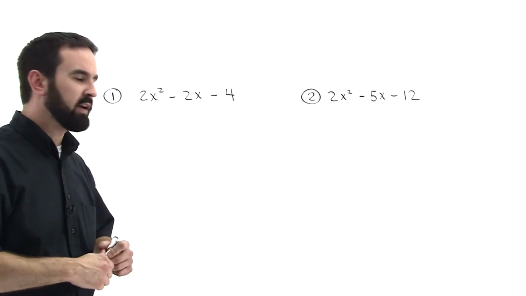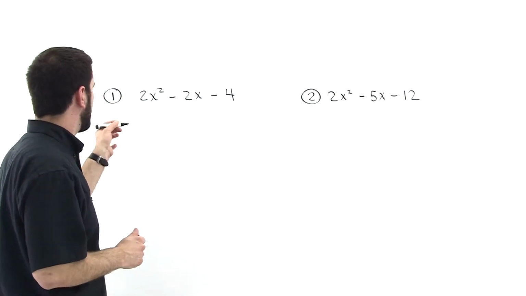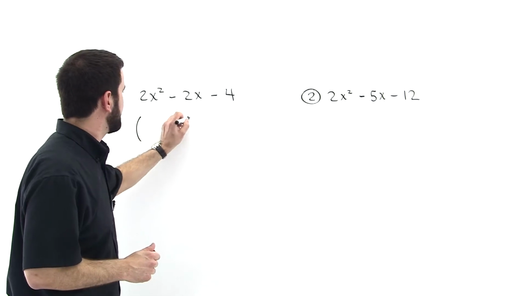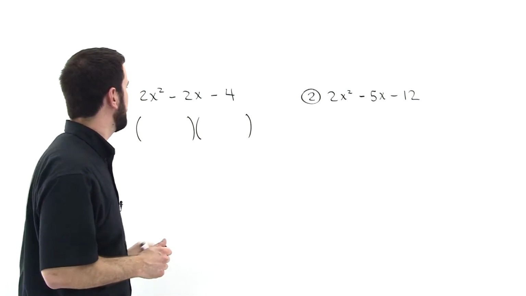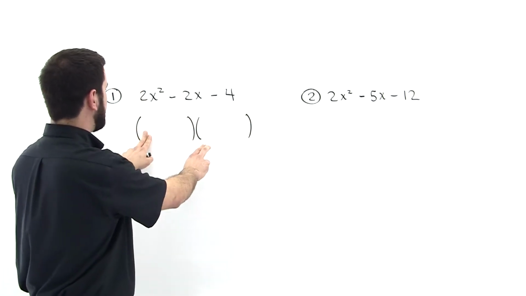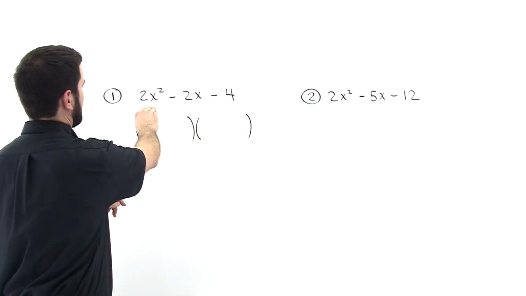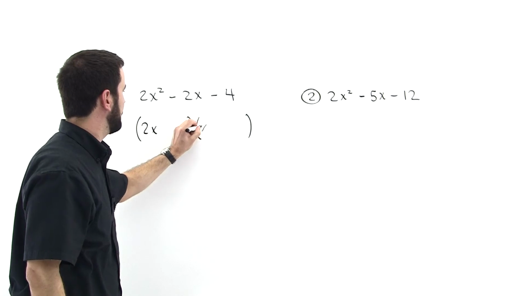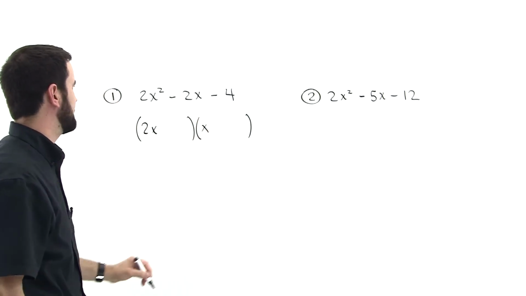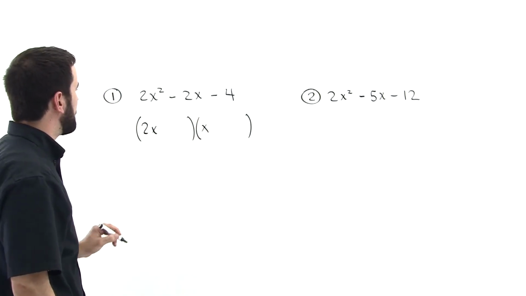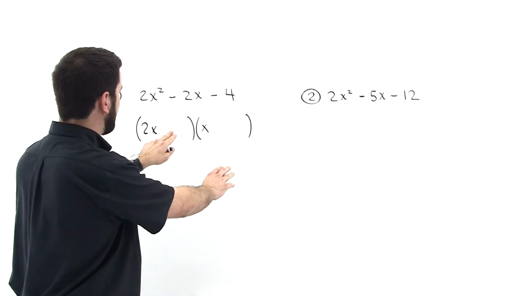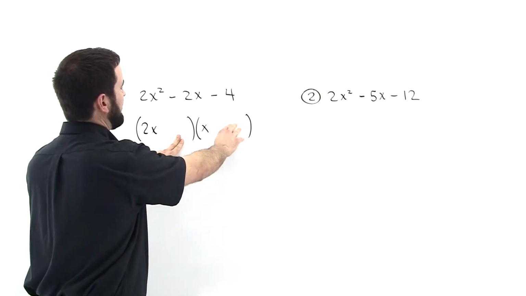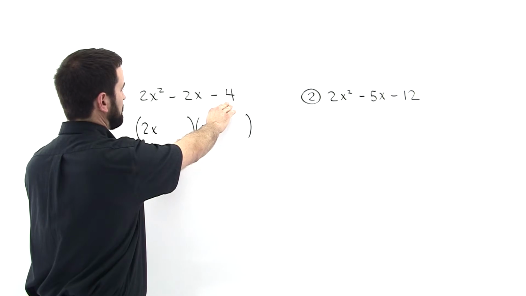Let's factor these quantities. So for this one, the first thing we'll do is write our parentheses like so, right? And then the product of this term and this term has to be equal to this first term. So let's try 2x and x, which will satisfy that, right? 2x times x is 2x squared. But then we want the product of this term and this term to be equal to this, right?